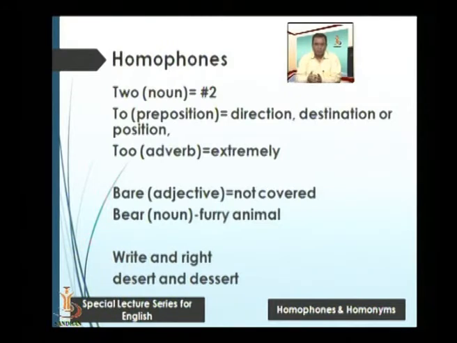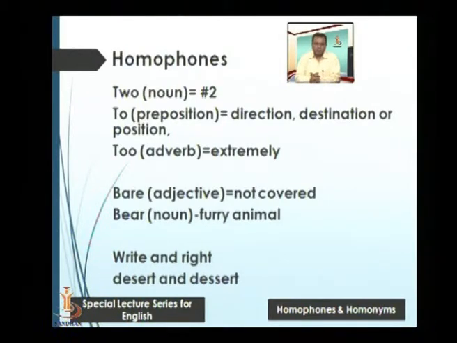I went to him. I went to the guard. I went to the officer. I went to the branch manager. So to shows direction, destination, or position. Another one, T-O-O, is used in the sense of extreme, when something is in great abundance, in great amount. It is an adverb, and we use it quite frequently in our expressions.